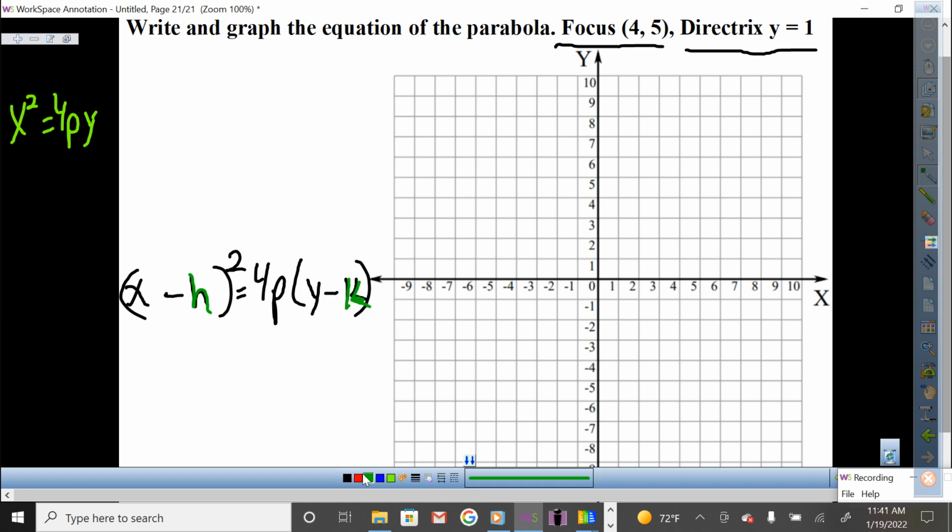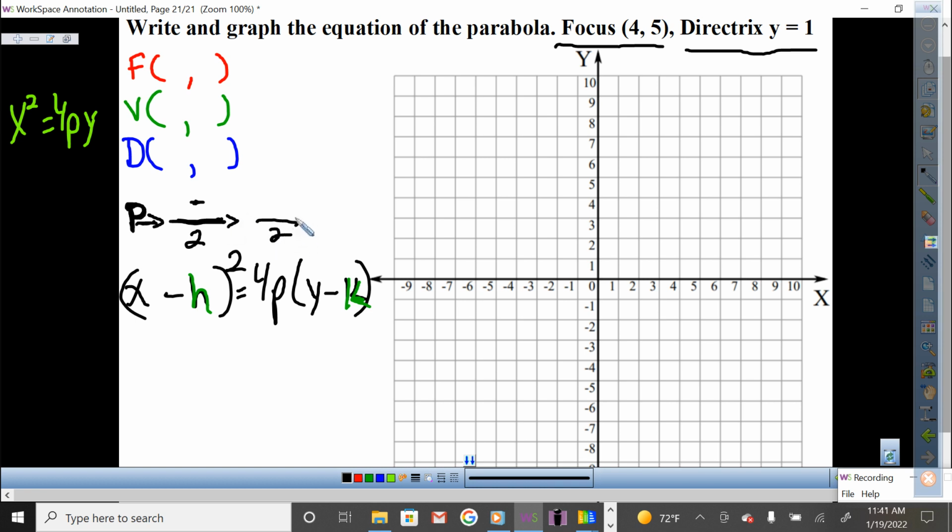All right, let's see if you remember these. I said, let's keep organized. At the top, I want you to write focus in red, V for vertex in green, D for Directrix point, and we're going to need a value for P, which is known as the distance between the points. And how do we find that? We're going to subtract two distances and divide by 2. And that's going to give us the steps away from each of the points.